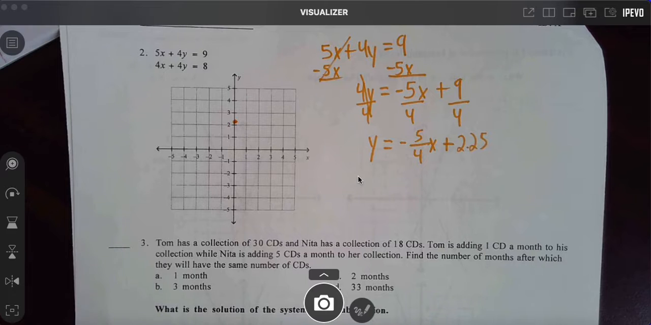For your negative 5/4, did you change it to a decimal? No, because what do you do for slope? You do rise over run.